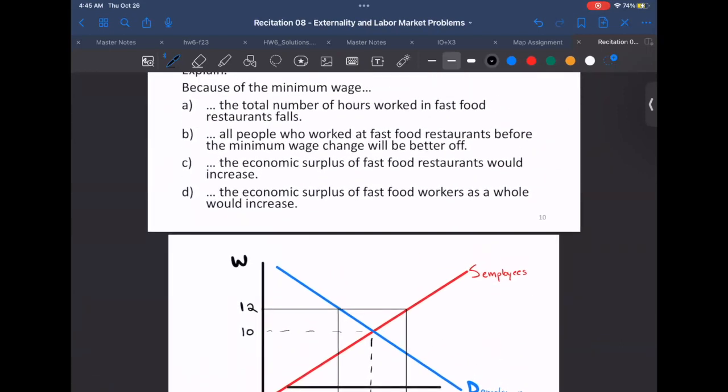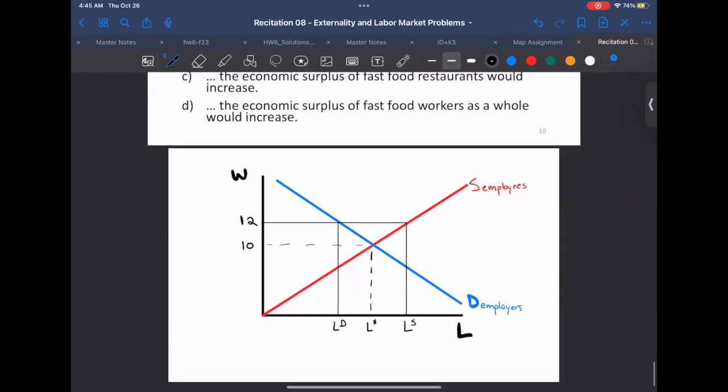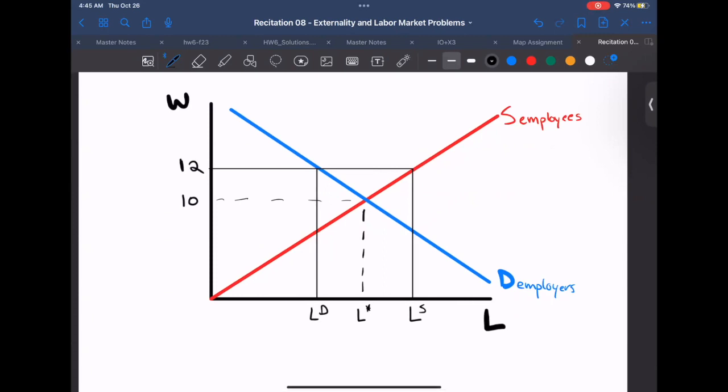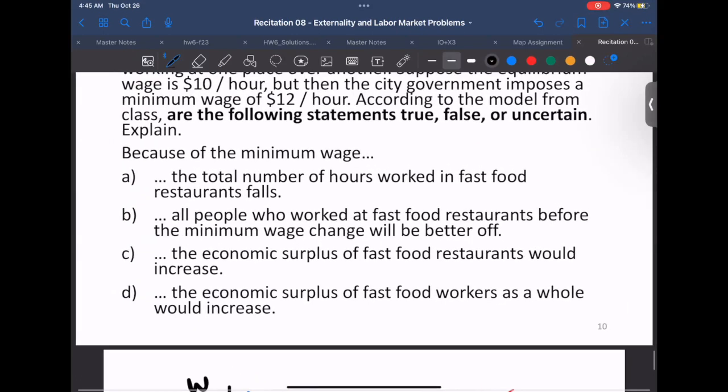So first, the total number of hours worked in fast food restaurants falls. In this case, that is going to be true. Why? Because as we've covered with price floors and price ceilings, the left side of the market is going to decide how many hours of labor are going to be supplied and demanded. So in this case, LD is less than L star. So the total number of hours worked in fast food restaurants falls.